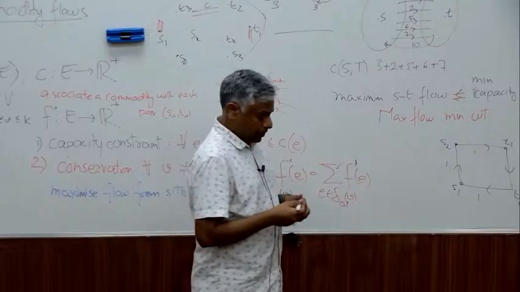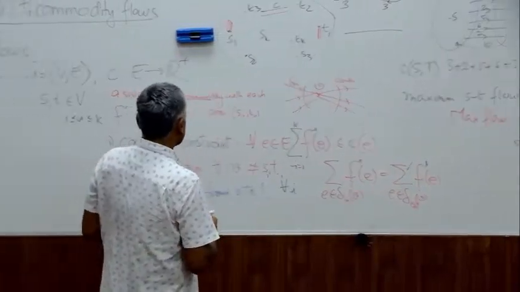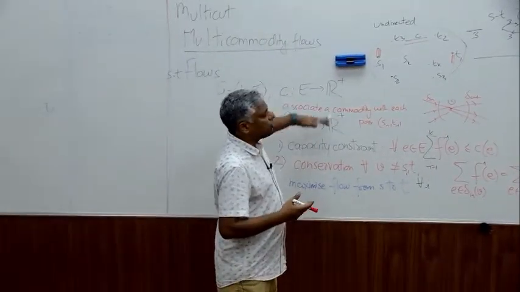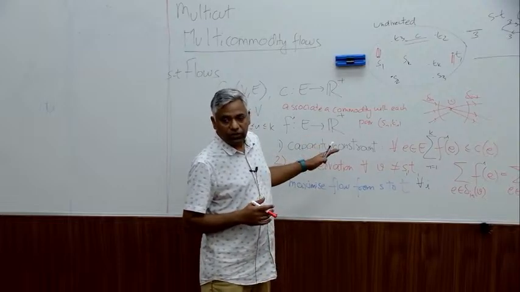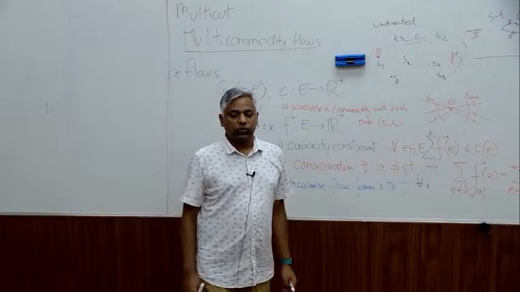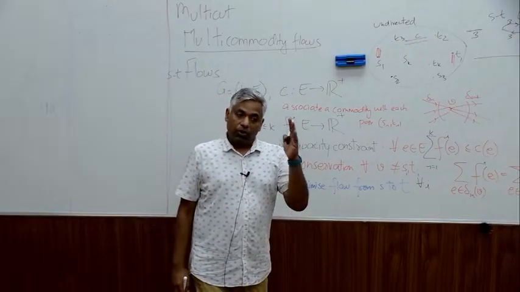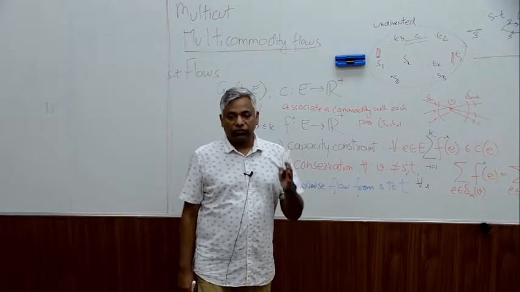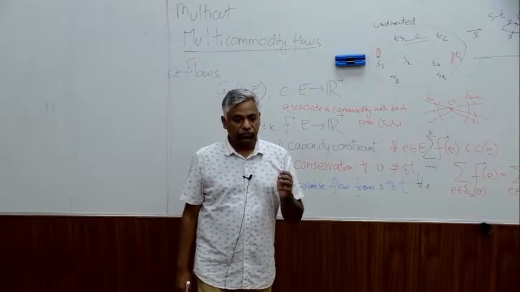Okay? So now I'm telling you about demands. So suppose, what's the objective here? There could be multiple objectives. One could be maximize the total flow we are sending, right? But there could also be an objective which says, for commodity 1, I want to send D1 units of flow. For commodity 2, I want to send D2 units of flow, and so on.